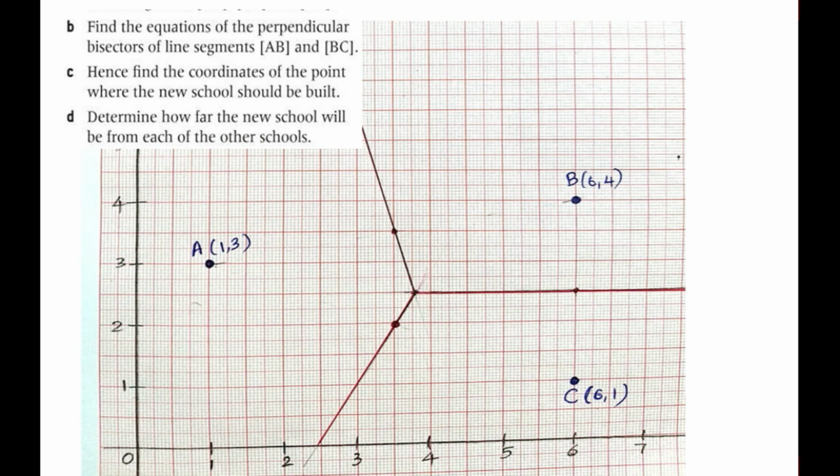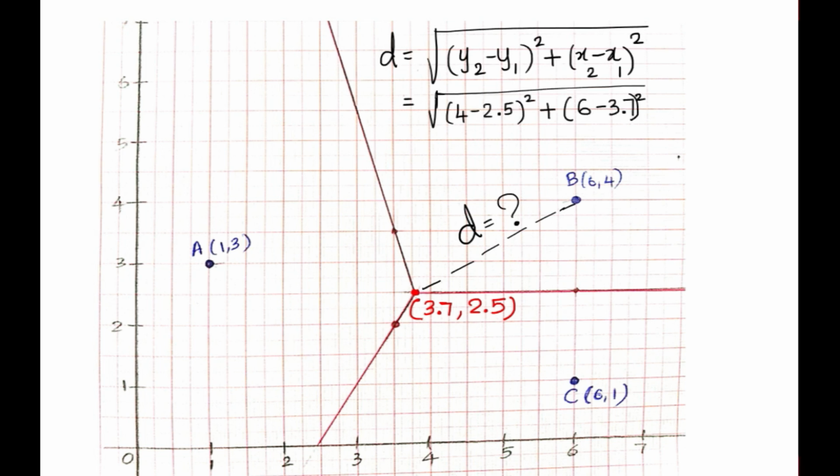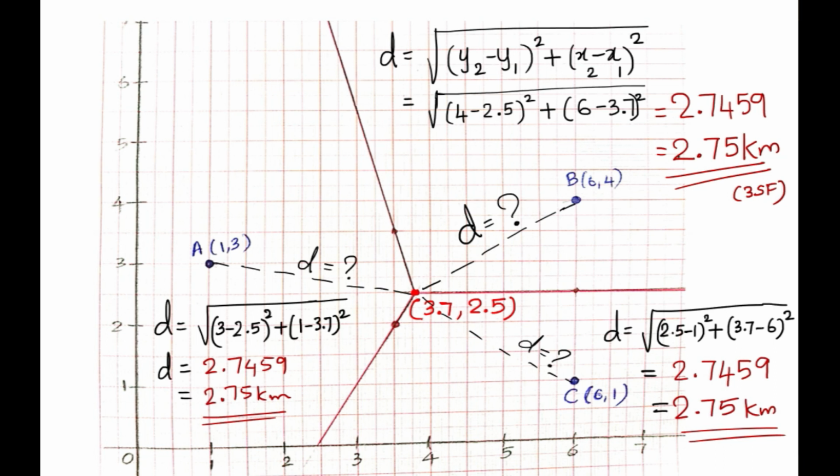So we have already found this coordinate, and they're asking you to find the distance between this point and the other schools. So I have taken the point D and I'll apply the distance formula to find the distance between them, which is a straight substitution into the formula, and you get 2.7459. To 3 significant figures it's going to be 2.75 kilometers. If you do the same thing with any other point, it's going to give you the same answer. So it just means that this is an equidistant point from all the 3 schools.